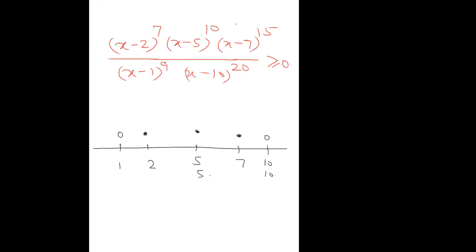Put any value greater than 10: 10 minus 2 is positive, 10 minus 5 is positive, 10 minus 7 is positive, right? So everything will be positive. This has an even power, so this will be positive again. This is coming as negative. Then again the same thing, again cross this and go like this.